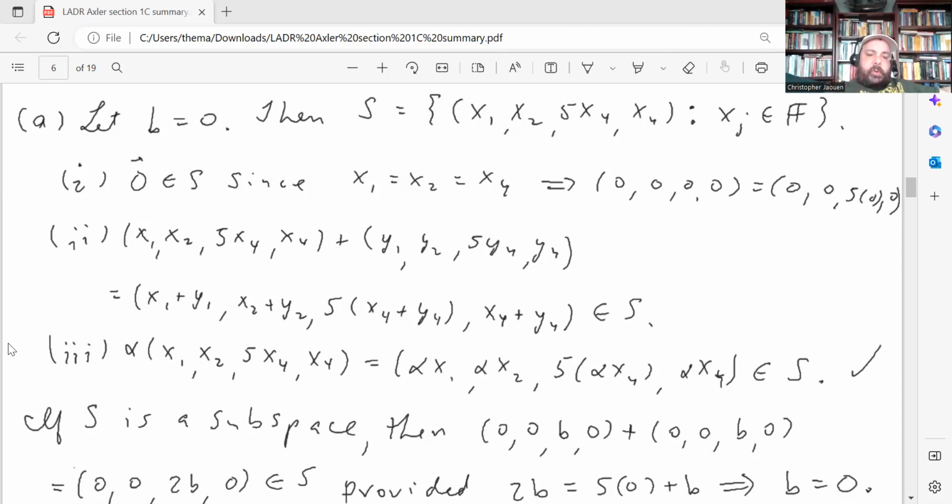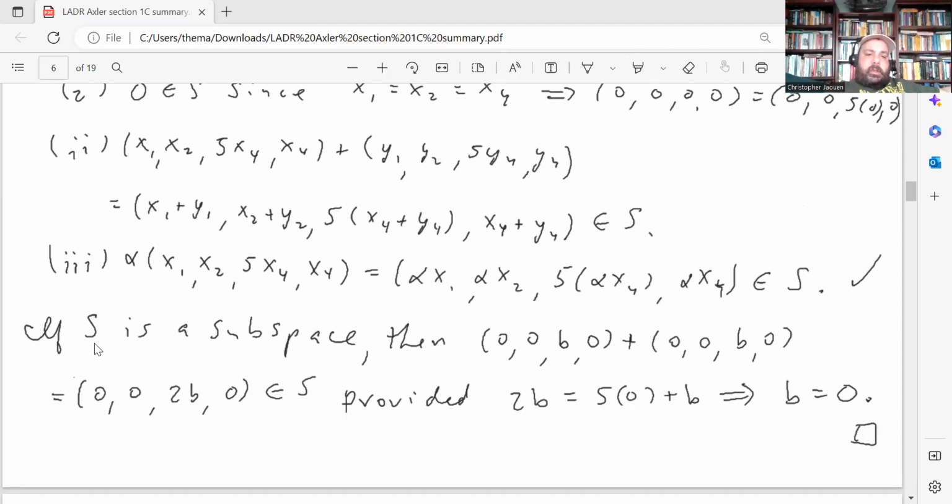And then to show that it doesn't work if b is not 0, I'm showing that here. So if S is a subspace, then, for example, if x1, x2, x4 is 0, then you get the vector 0, 0, b, 0. If you add that to itself, in order for it to be a subspace, that sum of vectors has to also be an element of the set, right? Because it has to be closed under addition. But if you take the sum of 0, 0, b, 0 with itself, you get 0, 0, 2b, 0.